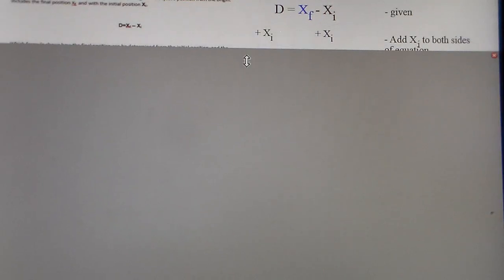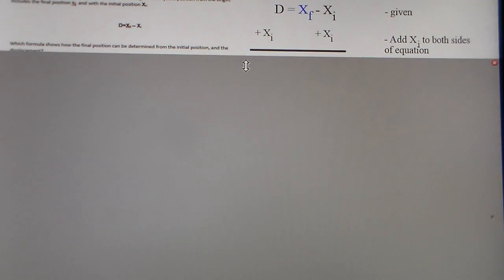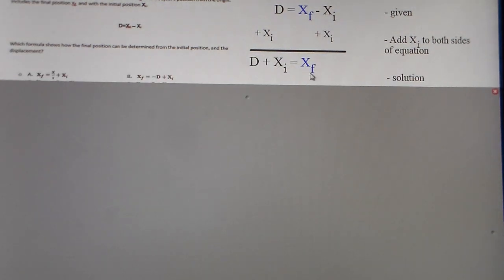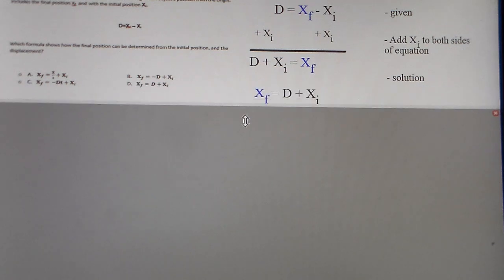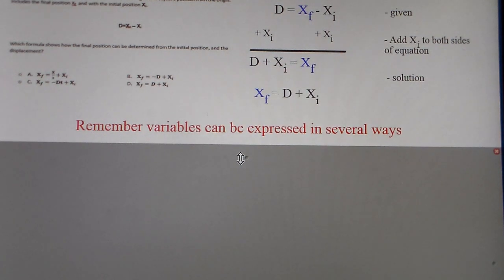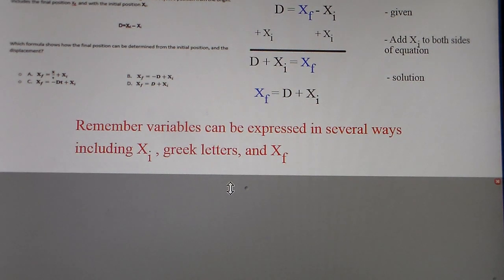Now number 19. We have d equals xf minus xi. That's given to us up in the upper right hand corner here. Our goal is to get xf all by itself, so we add xi to both sides of the equation, the initial position there. That's what xi stands for in this problem. When we do that, we get d plus xi equals xf. Now xf is all by itself, so that's our solution. xf equals d plus xi. Remember, variables can be expressed in several ways, including xi, Greek letters, and xf. The initial velocity or final velocity, or in this case, it's the initial position and final position.